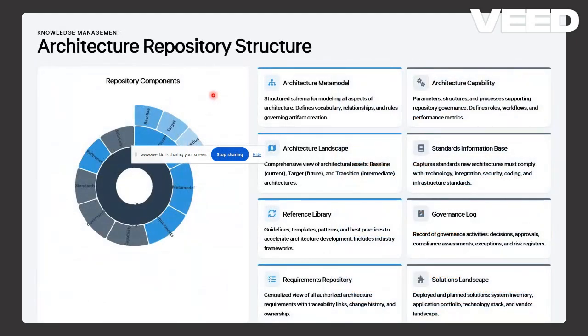Now coming to the knowledge management of the very important architecture repository structure. We have seen the domains and ADM phases. These are the fourth of the very important repository concepts of the architecture repository structure. Now, coming to the architecture metamodel, it is one of the key component repositories.